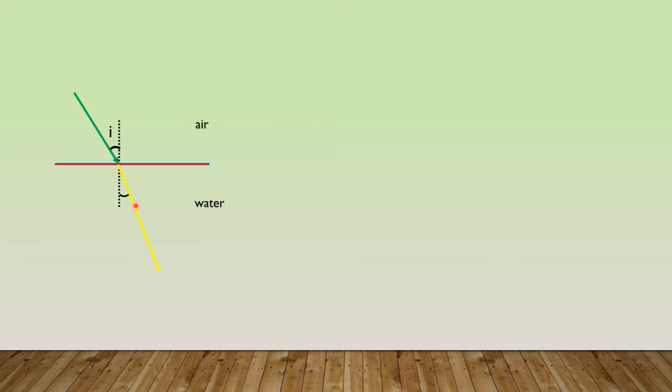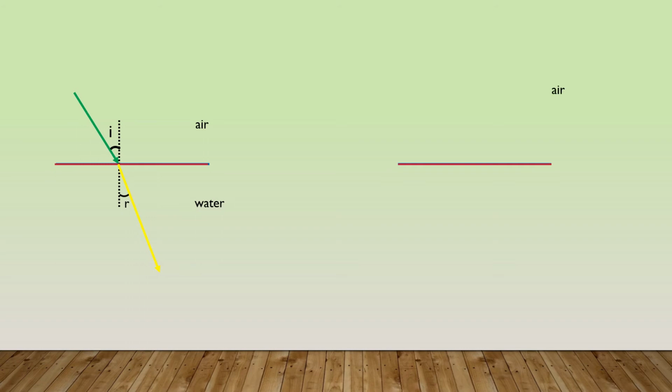Again, this yellow line is the bent line. It has got deviated, and now it will be called the refracted ray. And it makes an angle with the normal. This angle will be called the angle of refraction. Let us reverse the situation and see.